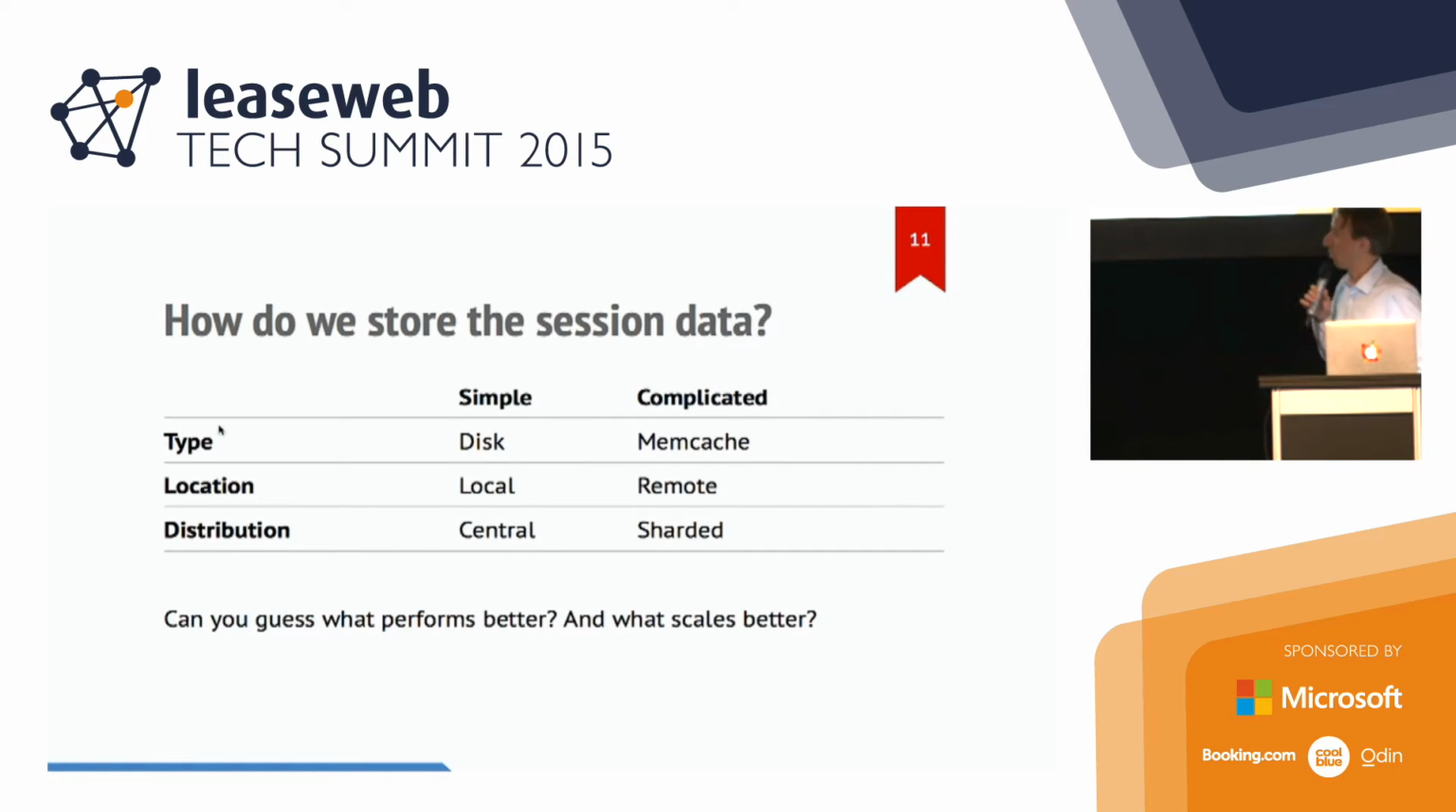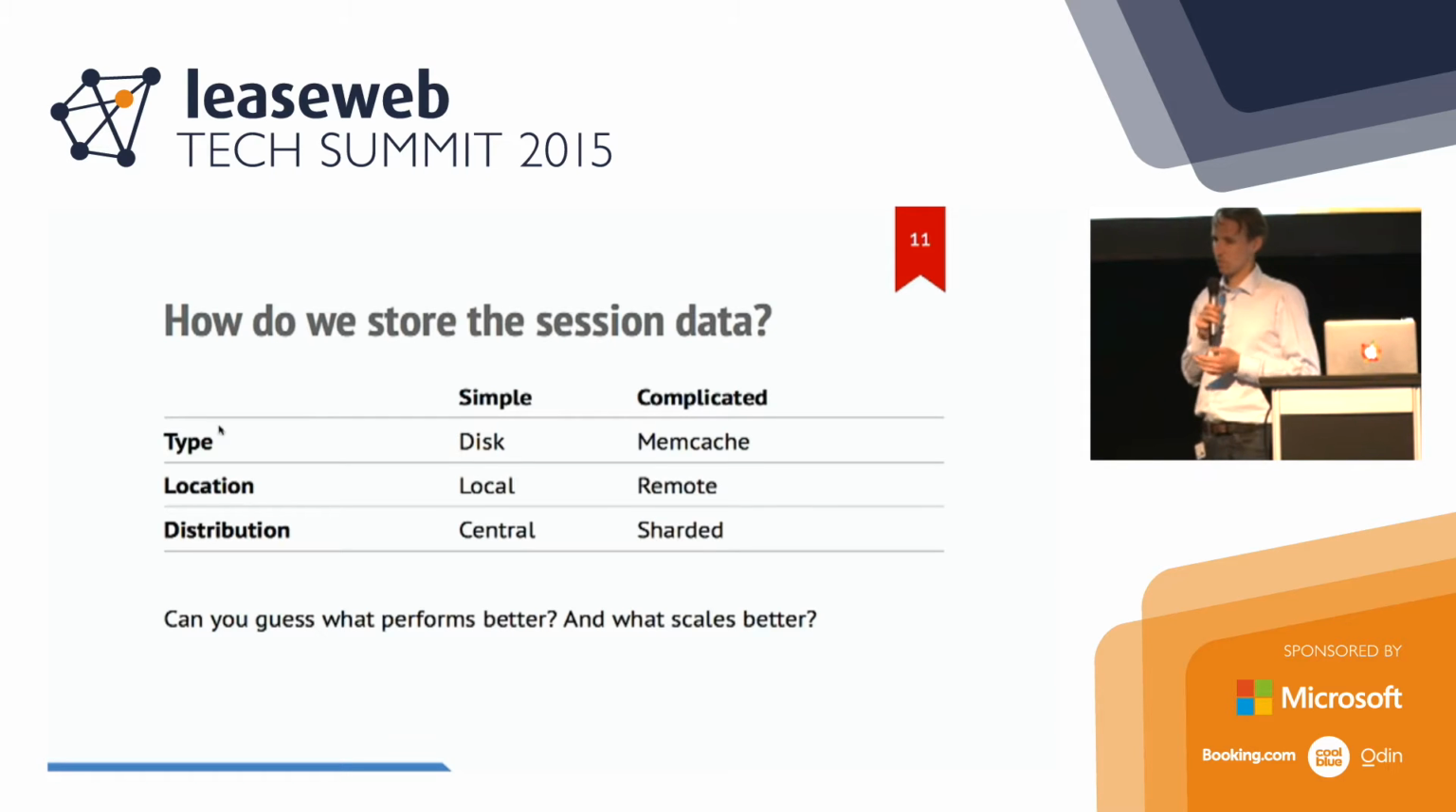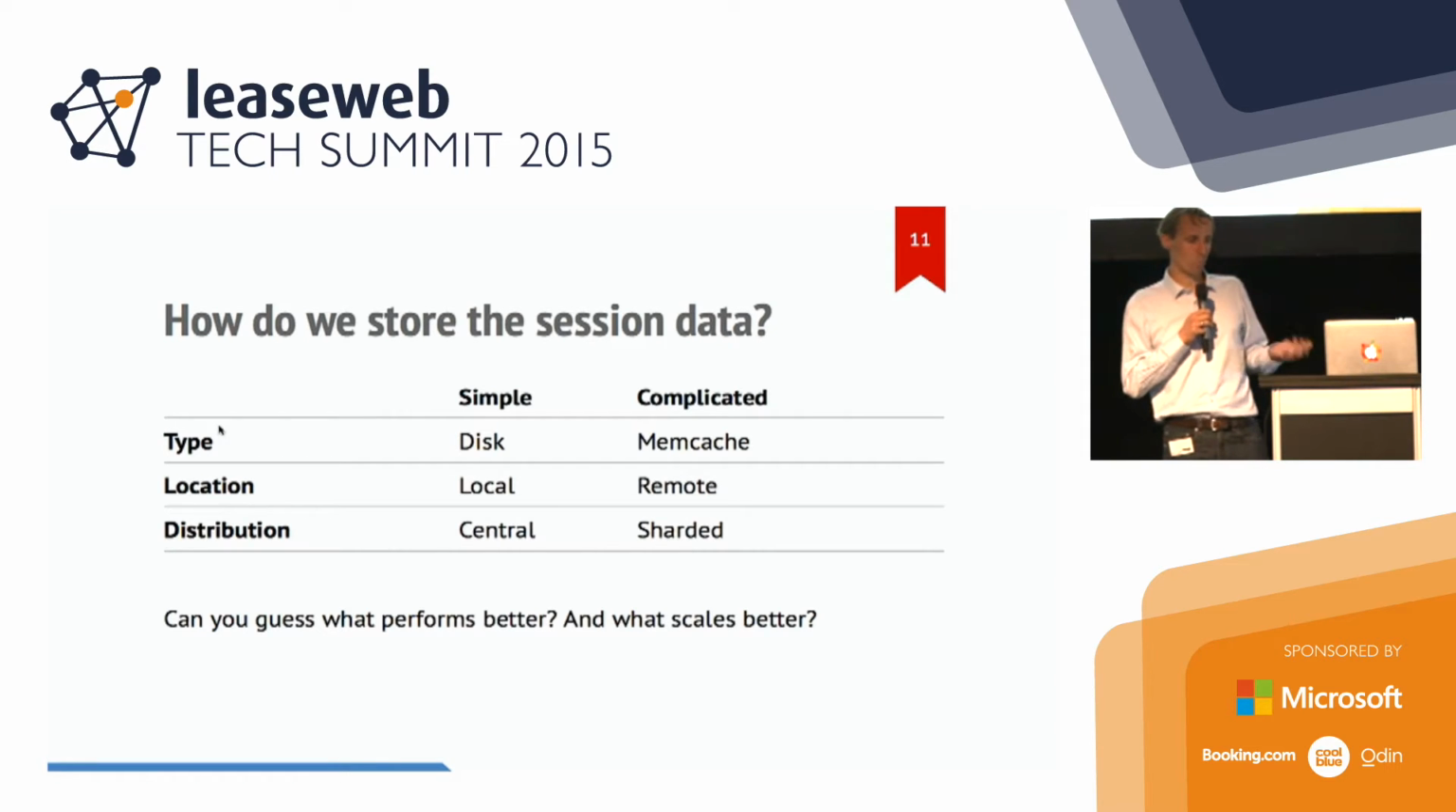But okay, so let's compare these types of storage. On the left, you see a simple way of storing session data. You do it on a disk. It's on the local machine, and it's in a central place. But as soon as you get multiple web servers, you are looking for more. You need a more complicated way.